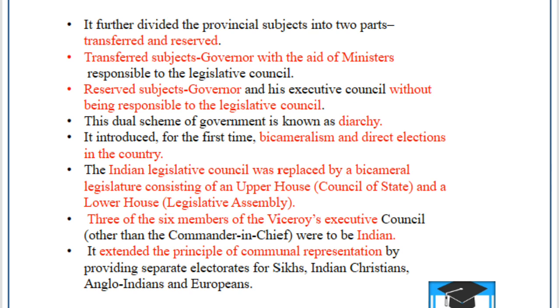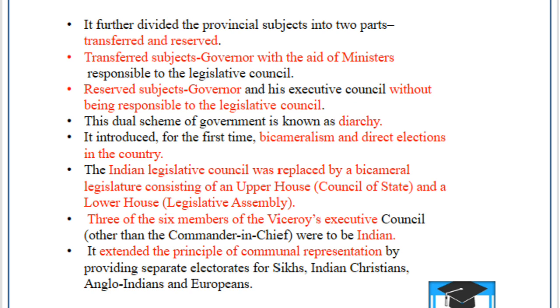Diarchy is a Greek word, which means double rule. However, this experiment was largely unsuccessful. This act also introduced for the first time bicameralism and direct elections in the country. Thus, the Indian Legislative Council was replaced by a bicameral legislature consisting of an upper house, known as the Council of State, and a lower house, known as the Legislative Assembly. The majority of members of both the houses were chosen by direct election.